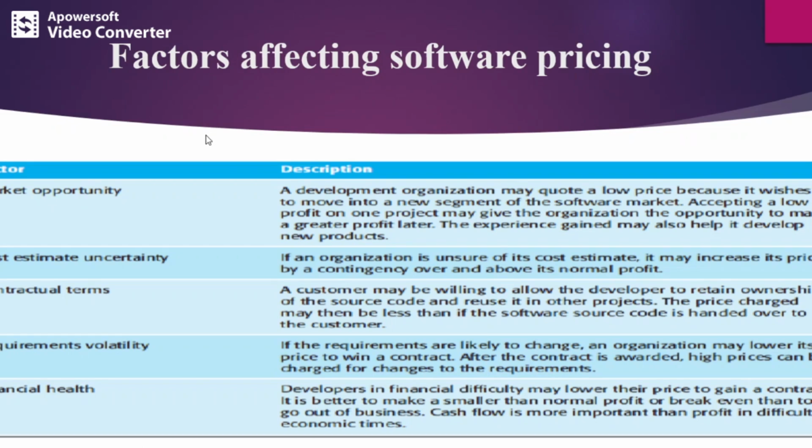Now, this is important: factors affecting software pricing. We will see what all factors are affecting the software pricing, so that you can quote some price for your software. First one, market opportunity. Second one, cost estimate uncertainty. Third one, contractual terms. Fourth one, requirements volatility. Fifth one, financial health. So we'll see how these factors are affecting our software pricing.